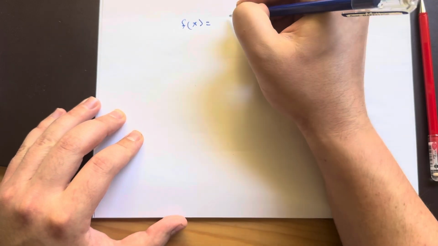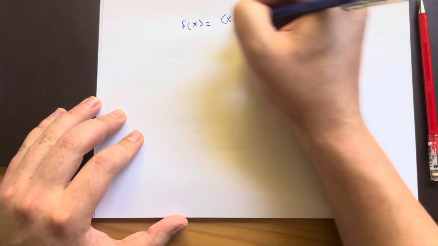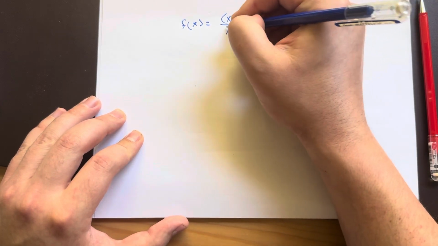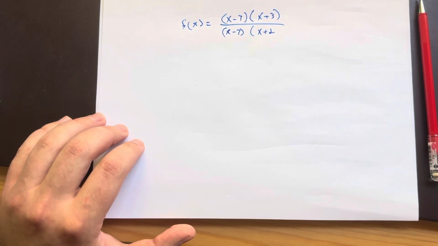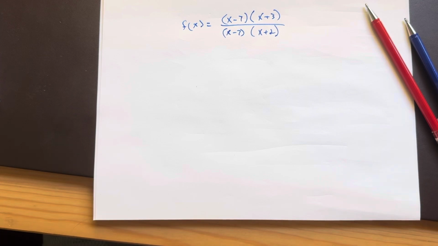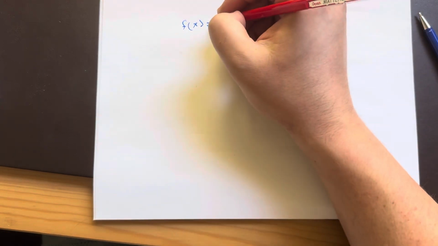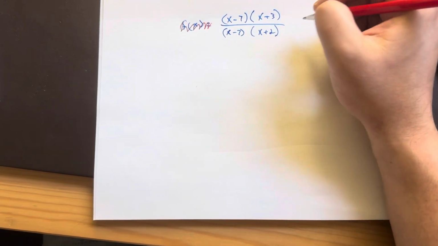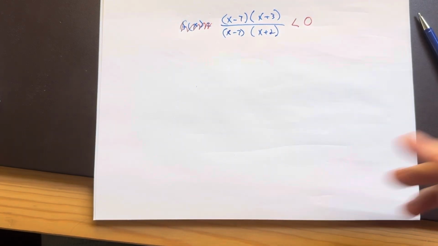f(x) = (x - 7)(x + 3) / ((x - 7)(x + 2)). Now, I have another video on this. We spent about a day and a half learning how to do these problems, where it's positive, where it's negative. Let's get rid of this for now, and let's start with where is this negative.